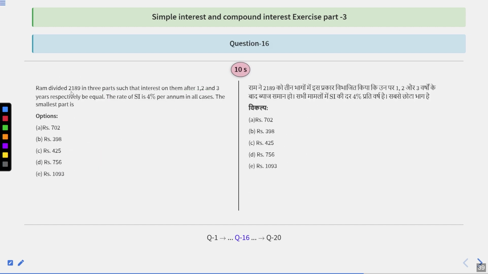Next one. Ram divided 2189 in three parts such that interest on them after 1 year, 2 years and 3 years respectively be equal. The rate of simple interest is 4% per annum in all cases. The smallest part is? You have 5 options and 10 seconds to analyze the question. Your time starts now.